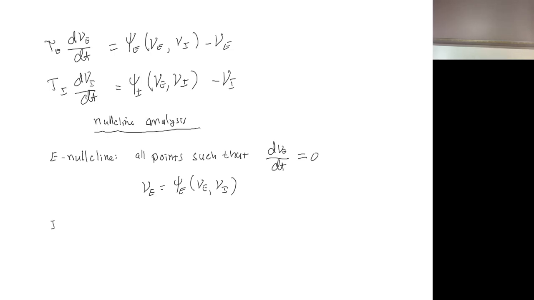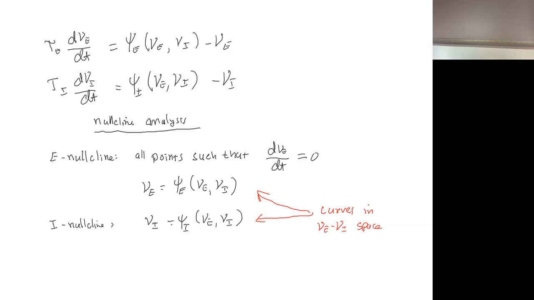And the I nullcline is the same thing. Nu I equals psi I of nu E and nu I. Okay, so these are both curves in nu E, nu I space. And their intersection is an equilibrium.